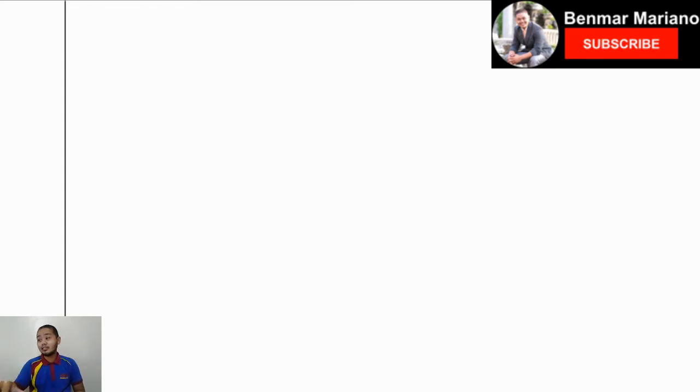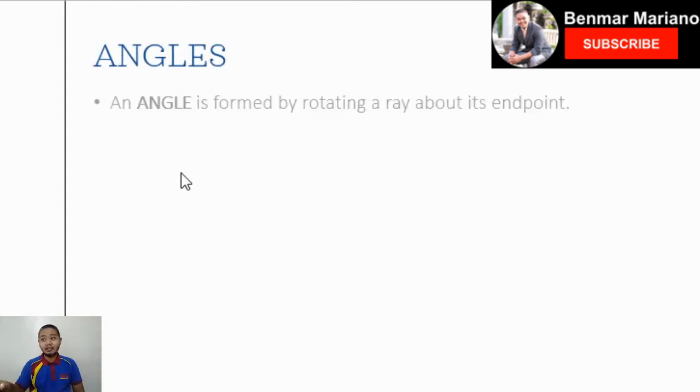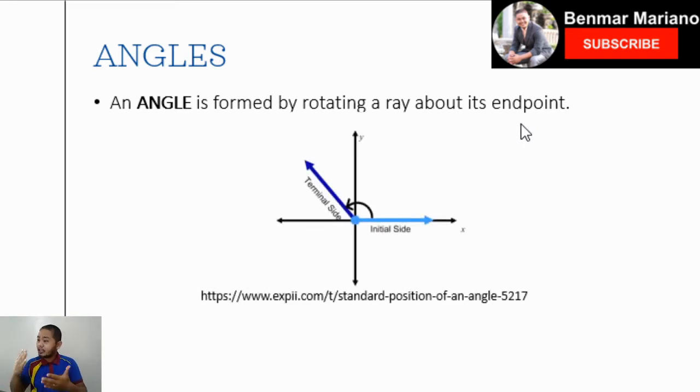So let us begin the discussion with definitely the definition of an angle. So let me read the definition. An angle is formed by rotating a ray about its endpoint. So this definition is not the usual definition that we know in geometry. This definition is used in trigonometry. Okay. So based on this figure that is being shown on our screen, this is the best way to describe or to show the definition of an angle.